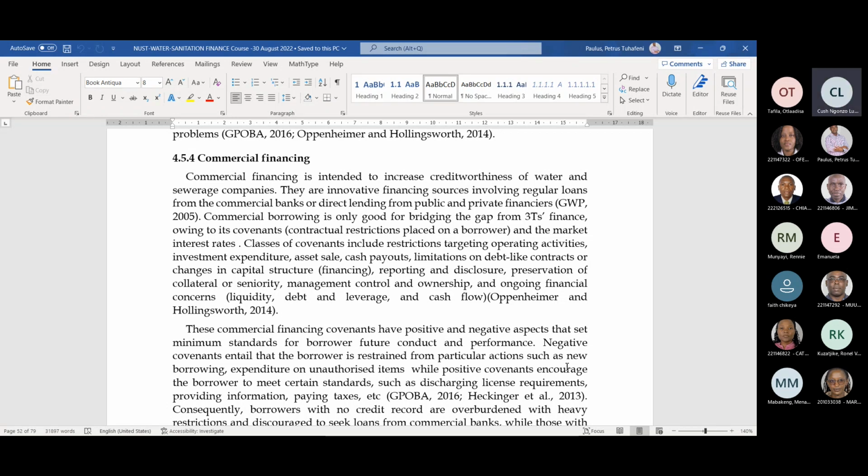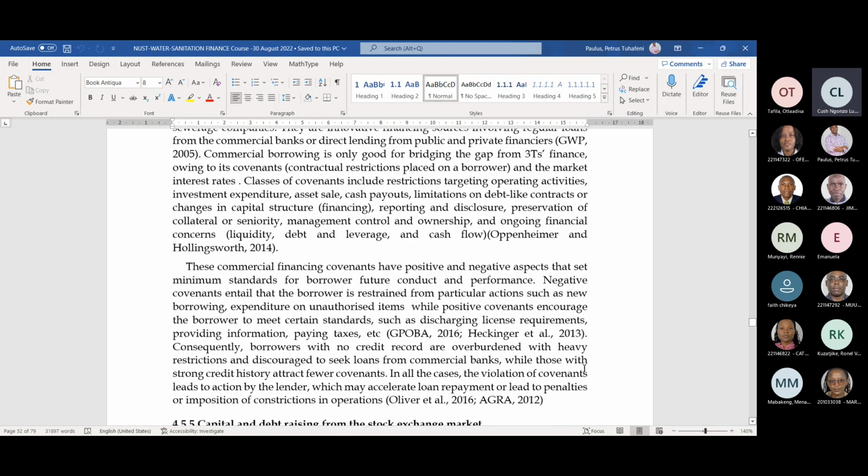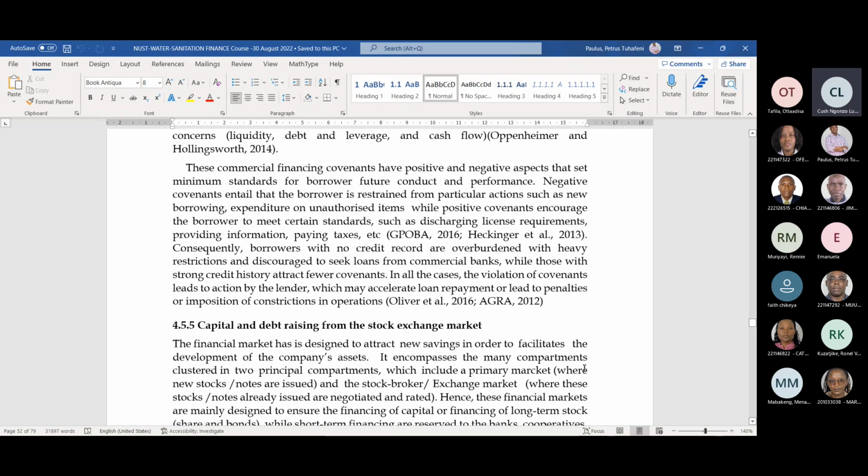The commercial financing covenants have positive and negative effects, as I said. They set minimum standards for the borrower's future conduct and performance. So on one side, they can help you to increase your performance, but on the other side, they limit your conduct. So you have to stick to the rules. Consequently, borrowers with no credit record are overburdened with heavy restrictions, and sometimes they are discouraged from seeking loans from commercial banks.